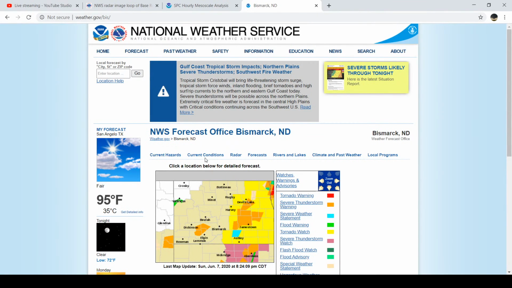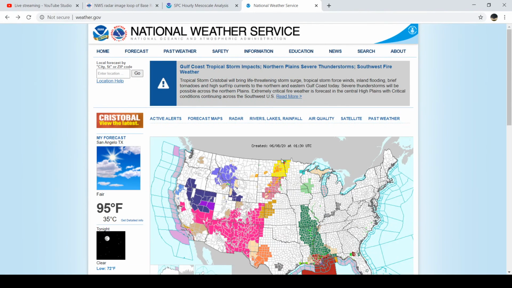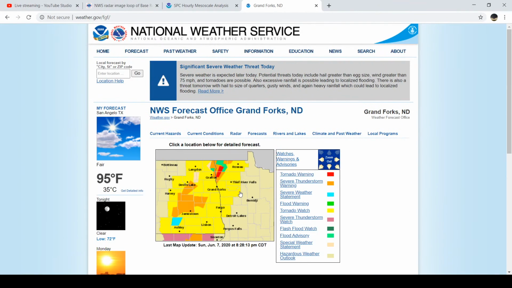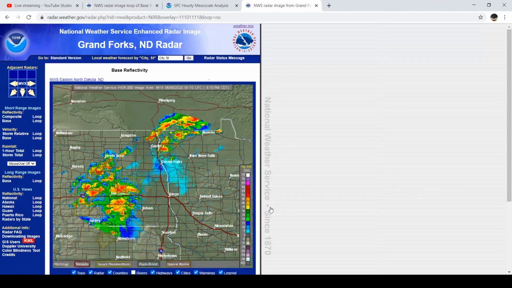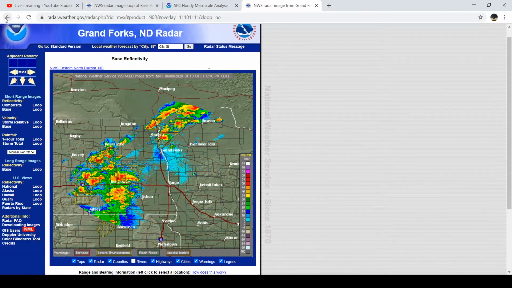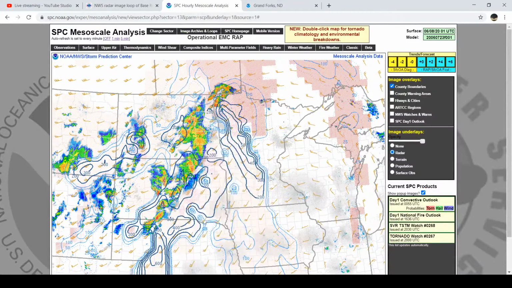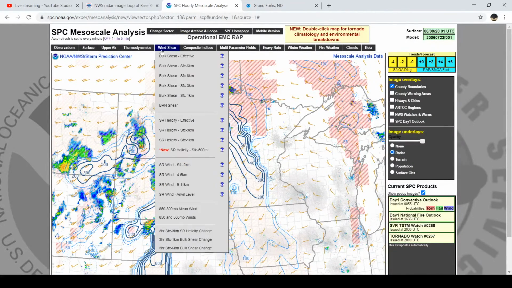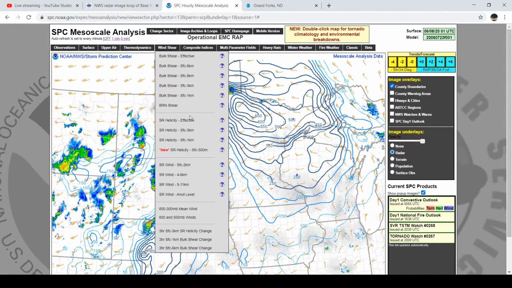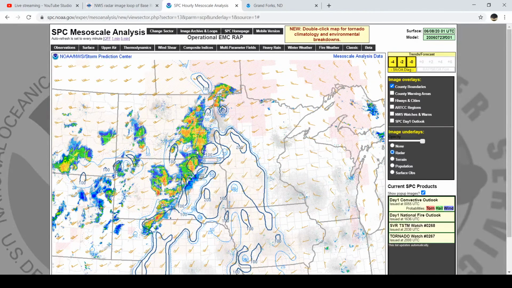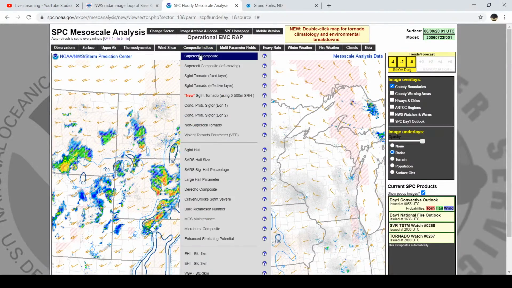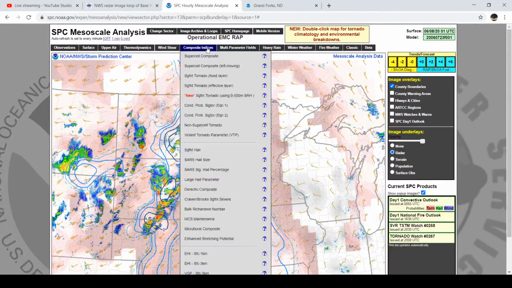As we can see, that storm up here in Minnesota, what I said, actually did go tornado warned. Well, it doesn't show on there, but on their maps, it shows a tornado warning. So these storms up here, I was just talking about, just went tornado warned.